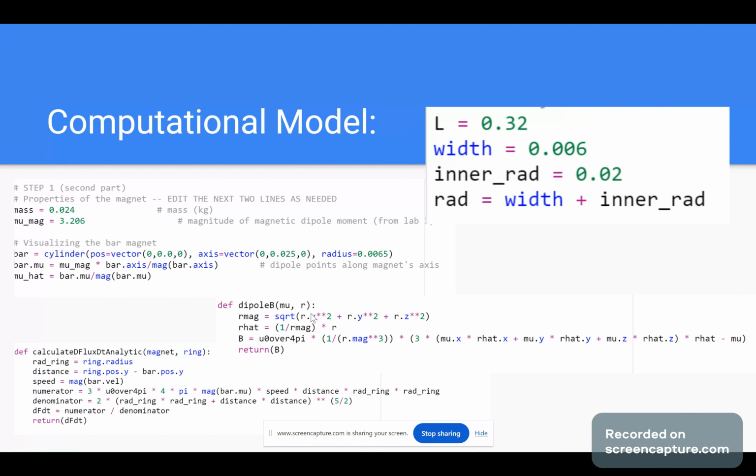The first was to calculate and return the magnetic field of the bar magnet, and the second was to calculate the change in flux over change in time of the magnet, which we did using what we know about the definition of Faraday's law. And so you can see all of that right here.